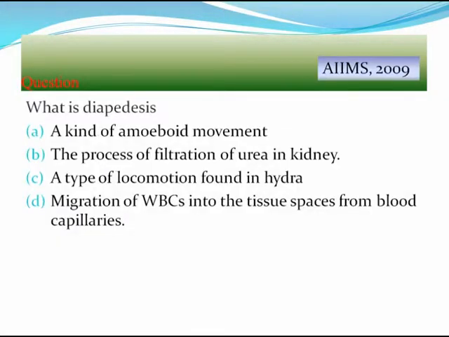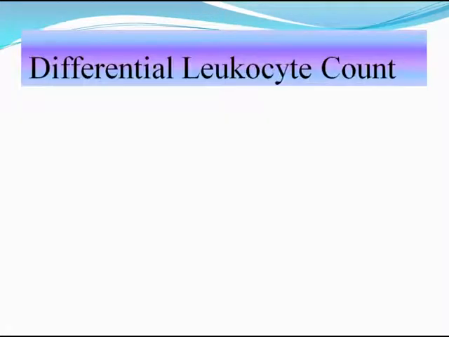A question related to diapedesis came in AIIMS 2009. That is, what is diapedesis? The options were: a kind of amoeboid movement, or the process of filtration of urine in the kidney, or a type of locomotion found in hydra, or migration of WBCs into the tissue spaces from blood capillaries. And the right answer was migration of WBCs into the tissue spaces from blood capillaries.